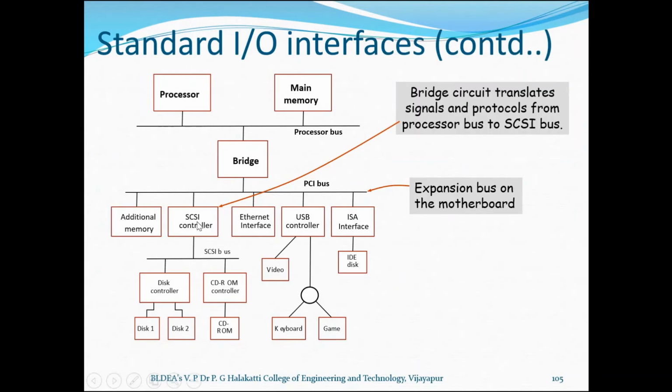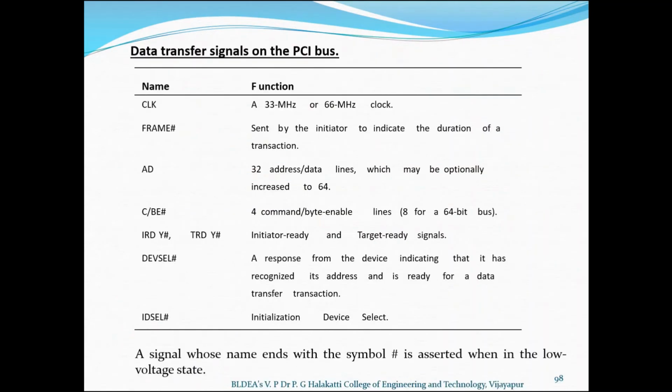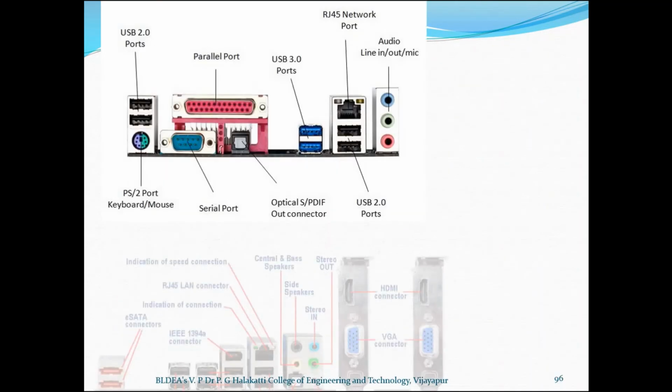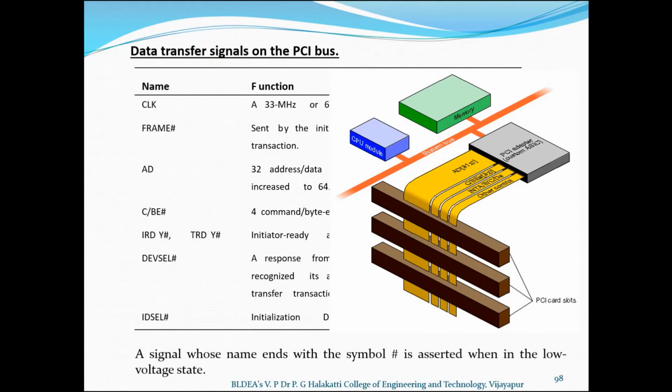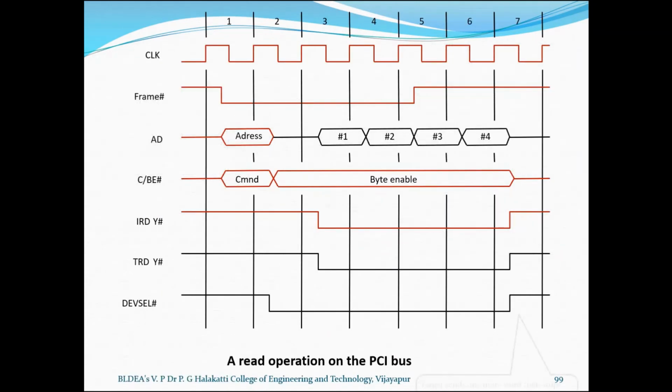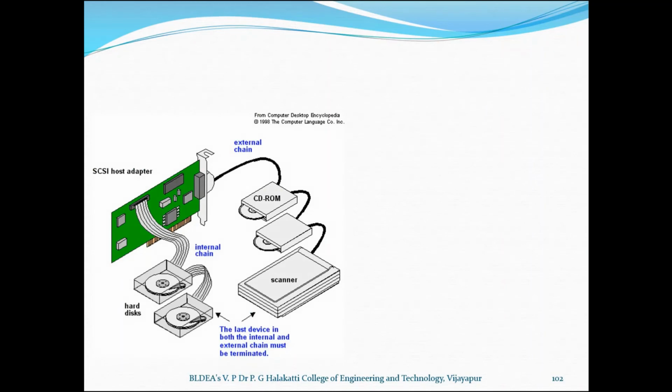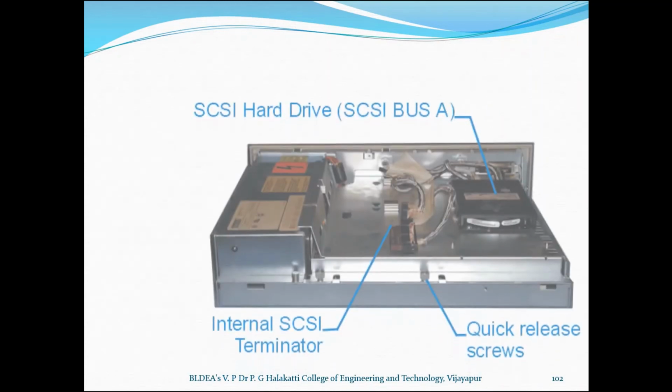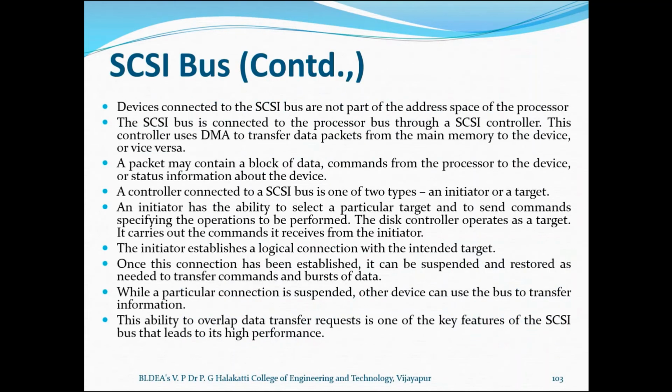Now here you can see, to the SCSI controller we have the SCSI bus to which different devices, CD-ROMs and other things are connected, which I think I had shown here already in the diagram. Yeah, here we have seen earlier. So the internal part also we have seen.